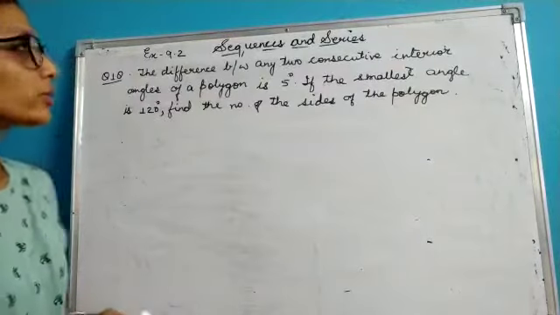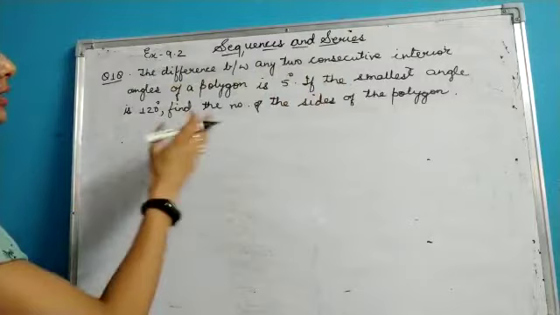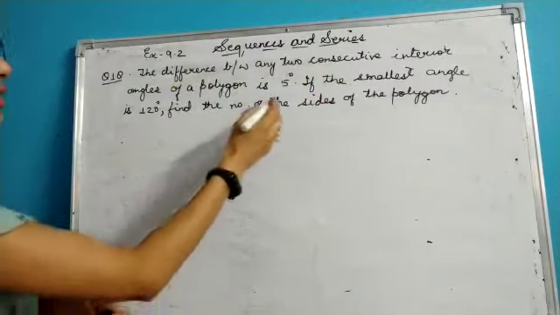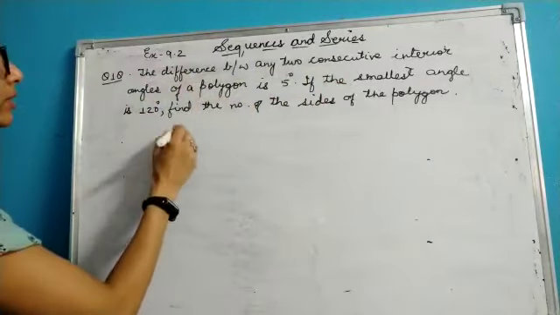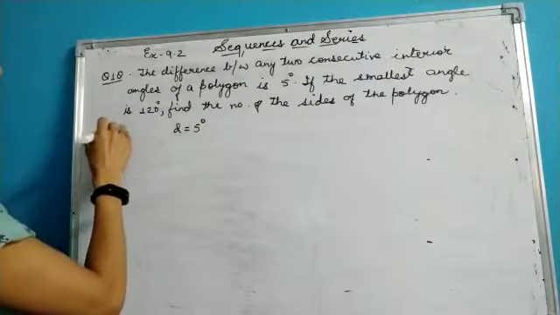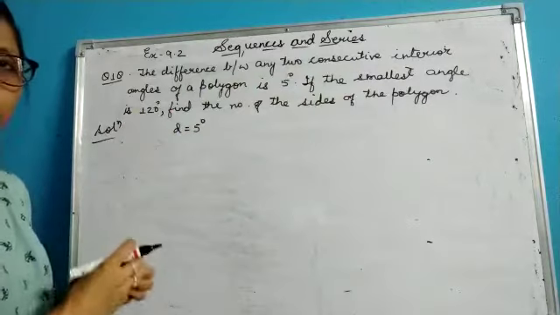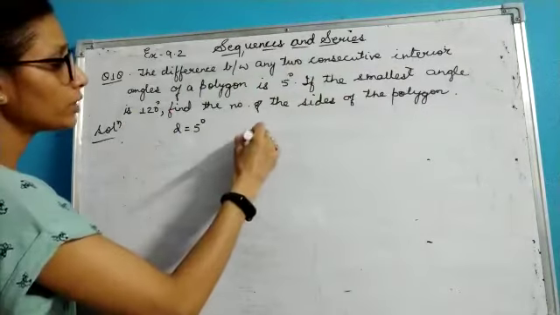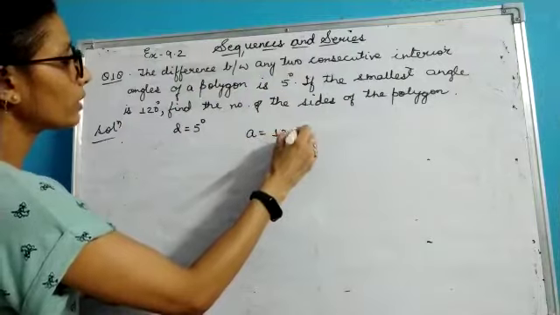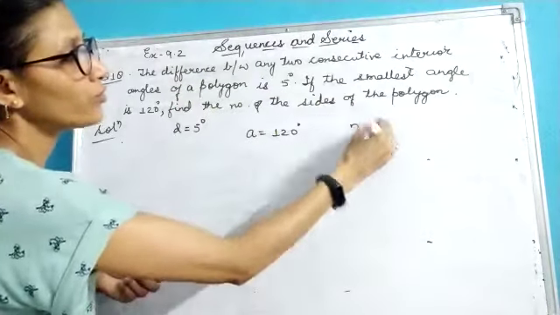Let's see the next question. The difference between any two consecutive interior angles of a polygon is 5 degrees. Difference is given, that means you are given D. If the smallest angle is 120 degrees, smallest means the first term, that means your A is given to you as 120 degrees. Find the number of sides n you want to find out.